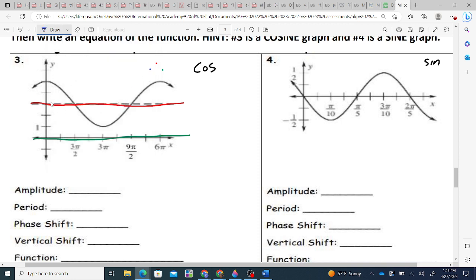So if this is the midline, what is the amplitude? It's 2. From the midline to the lowest point is 2, or from the midline to the highest point is 2. So amplitude is 2. Second, the period. If I go up, then 0, then down, then 0, then up again, that is a complete cycle. So what's the distance for the complete cycle? 6 pi.